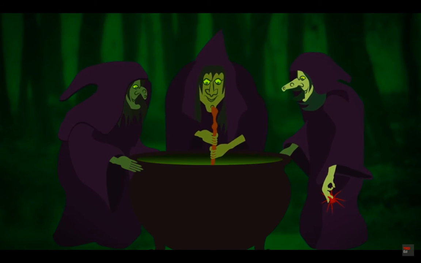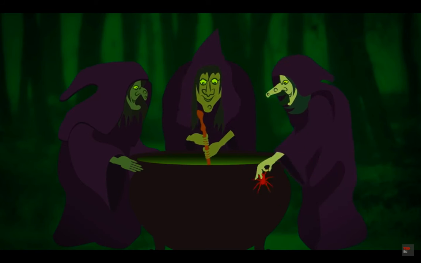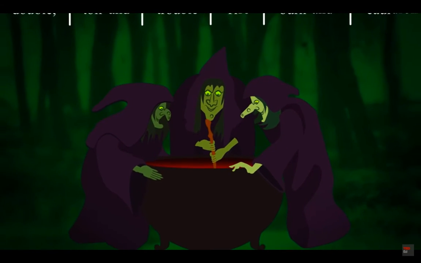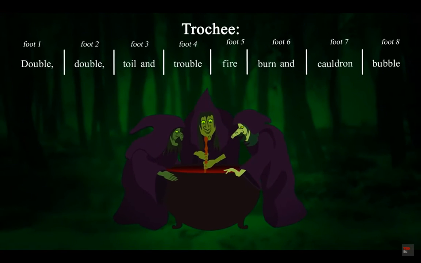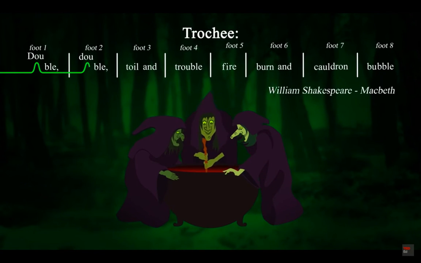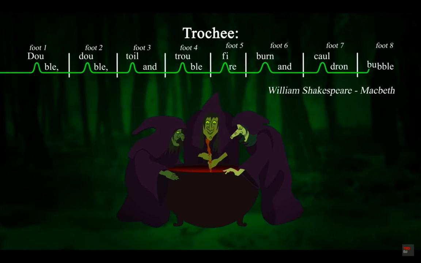Another kind of foot is the 2-syllable long trochee, a stressed syllable followed by an unstressed one. The trochees in these lines from Shakespeare's Macbeth lend an ominous and spooky tone to the witch's chant. Double, double, toil and trouble, fire, burn and cauldron bubble.